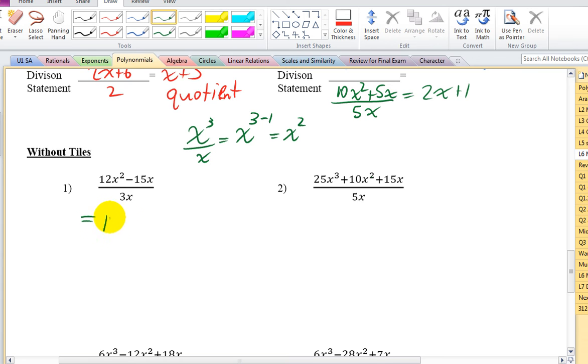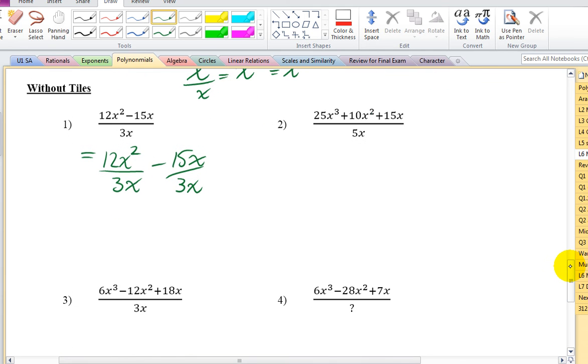So the first thing you should do is rewrite this as 12x squared divided by 3x minus 15x divided by 3x. This is helpful for those that want to take pre-calculus 11, because sometimes you can only divide half of the statement. So we're breaking the question into two separate divisions.